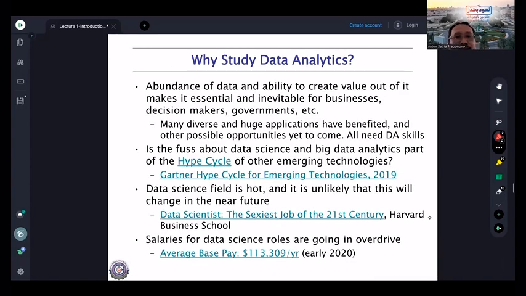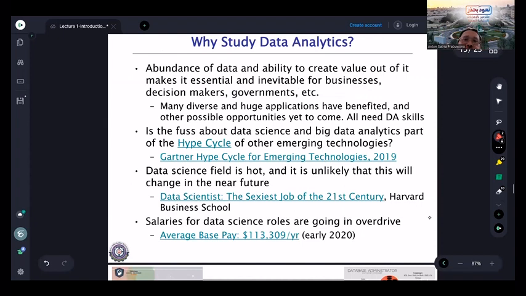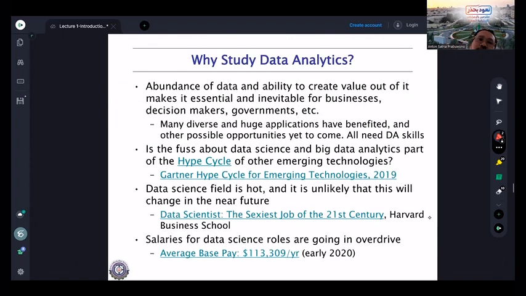And why do we study data analytics? The abundance of data and the ability to create value out of it make it essential for businesses, especially for business people, for decision makers, for the governments. And the data science field is a very hot topic, and it is unlikely that this will change in the near future.